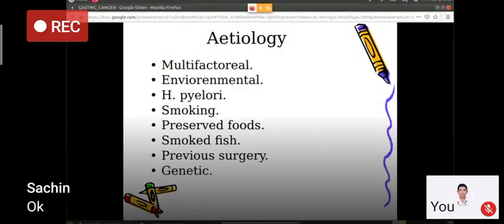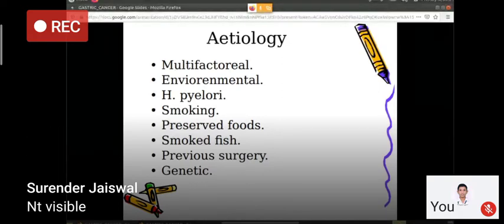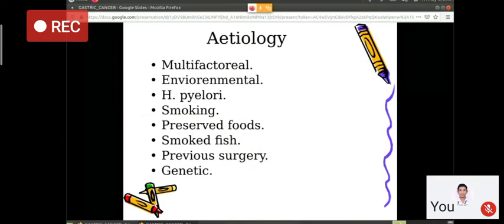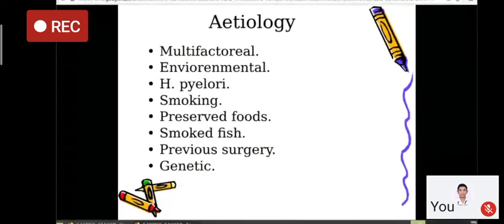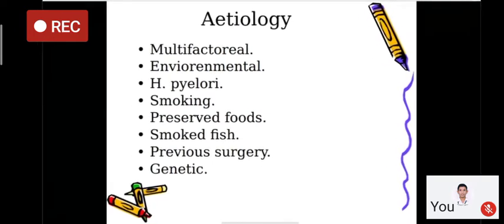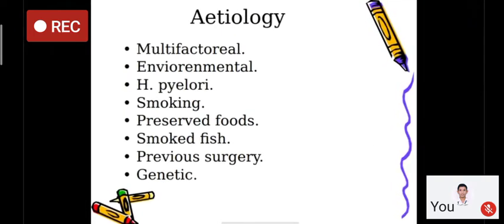In carcinoma stomach, Helicobacter pylori, we have read about it extensively. H. pylori is considered to be one of the major precancerous factors. H. pylori infection will give rise to inflammation, inflammation will give rise to metaplasia, and metaplasia will give rise to malignancy. So continuous irritation and then the same process.